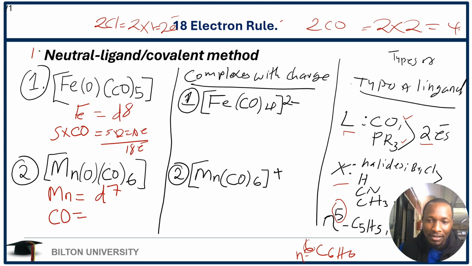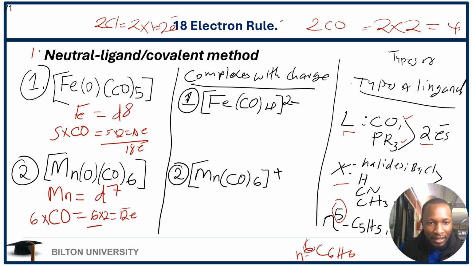And carbonyl is the L-type ligand, and each L-type ligand contributes 2 electrons. And how many carbonyls do we have? We have 6. So we're going to say 6 times that one. So we're going to have 6 times 2, which is going to be 12. So I'll just write here 6 times 2, which is going to give us 12 electrons.